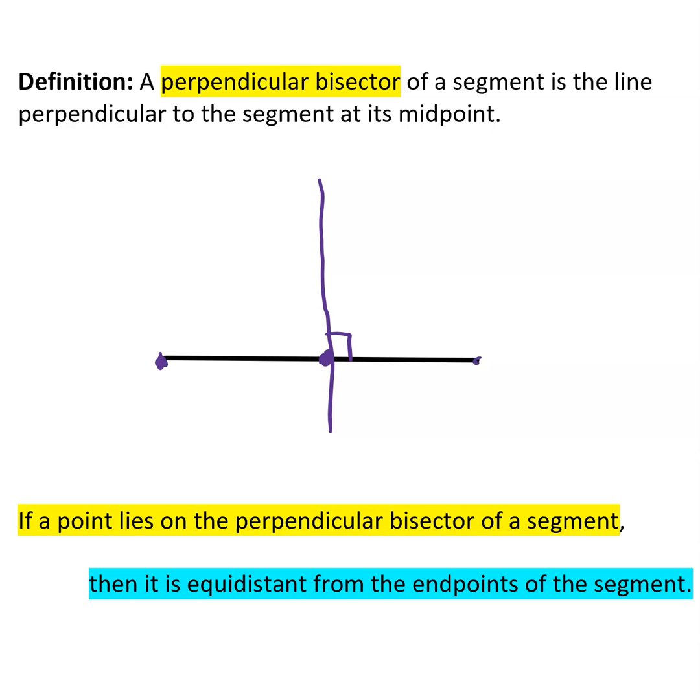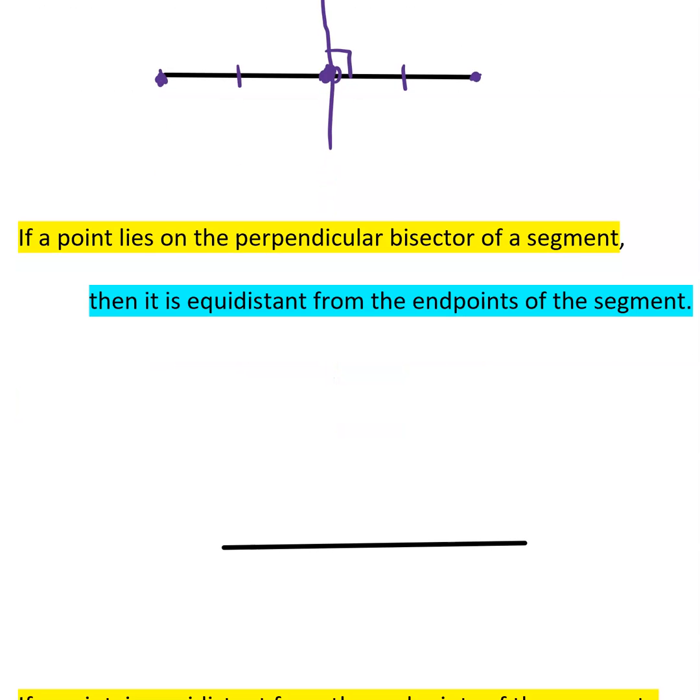So what we know about this is that these two segments on either side are going to be congruent to each other, and those angles are right angles. That's what a perpendicular bisector is, and that point right here in the middle, that's the midpoint of the segment. Now we have two theorems that talk about perpendicular bisectors.